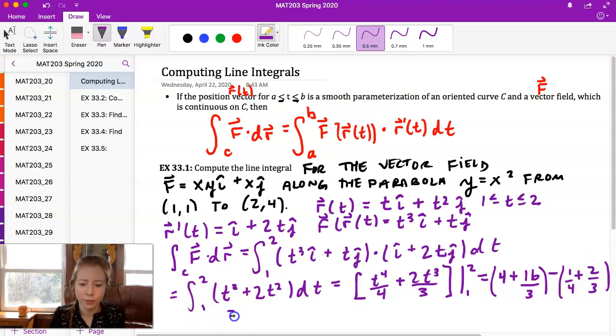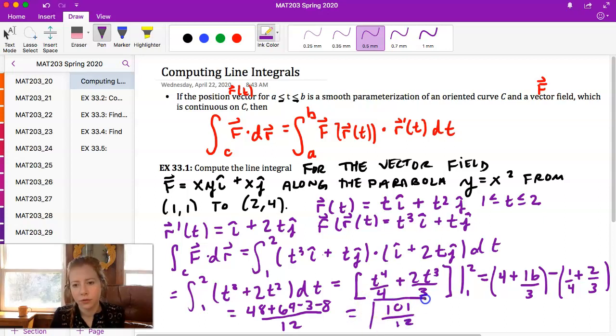And so if we simplify, let's take 12 as a common denominator. We have 48 plus 64 minus 3 minus 8. So this is going to be 101 over 12. Okay, so that is it with that.